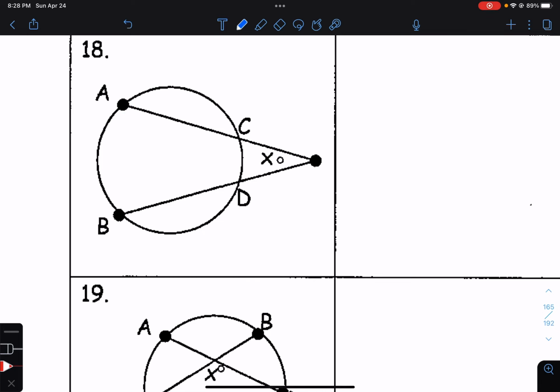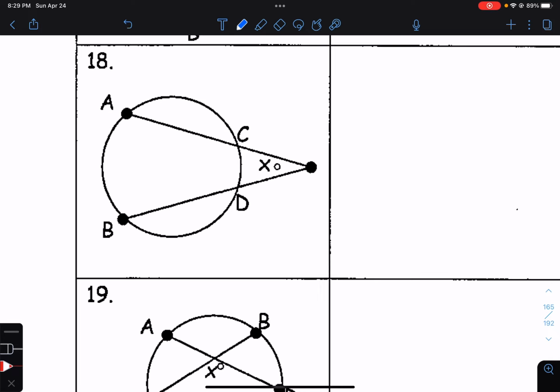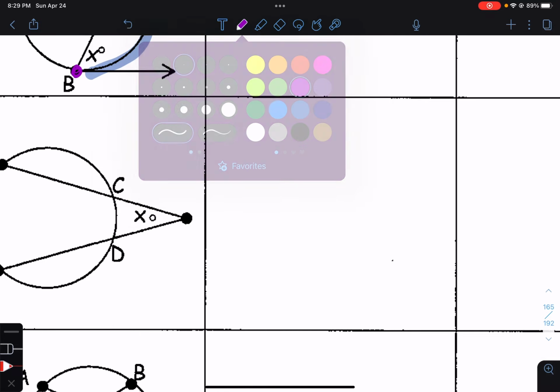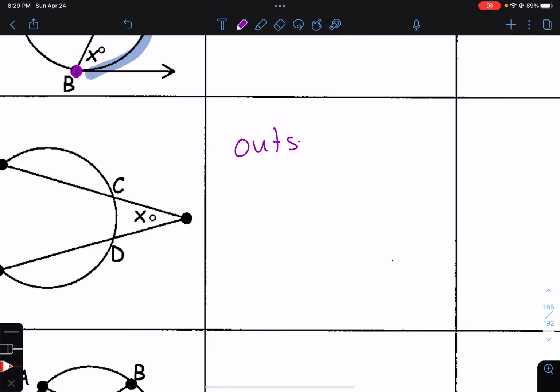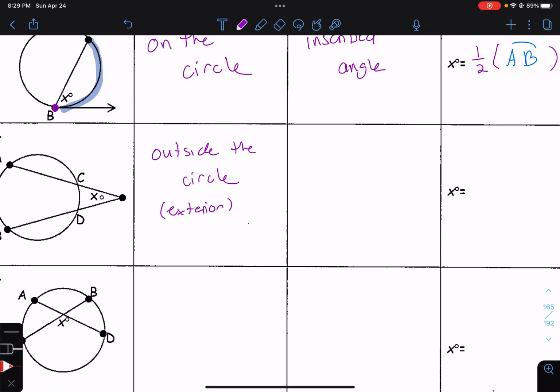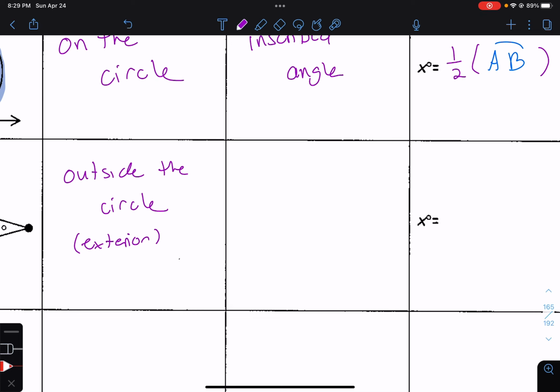And so the angle here, the x value, is outside of the circle. It's on the exterior. And we would call this a secant.